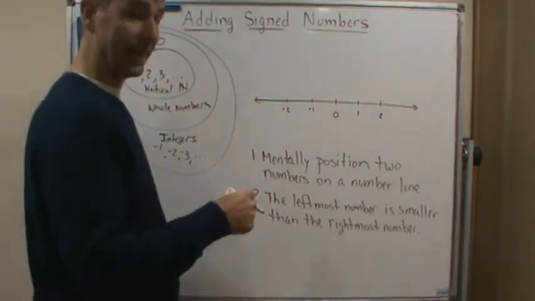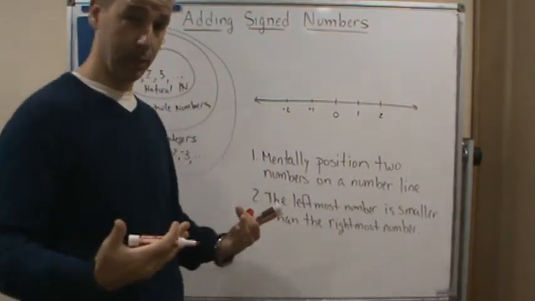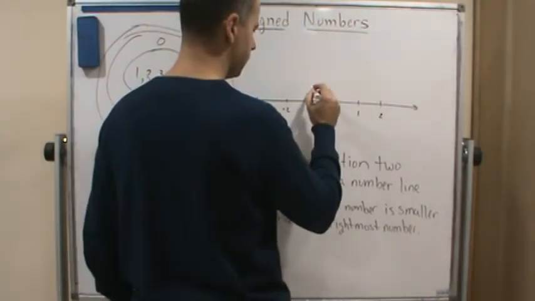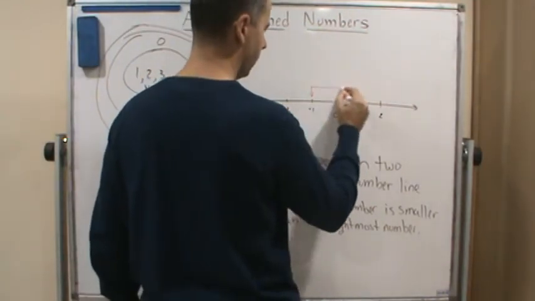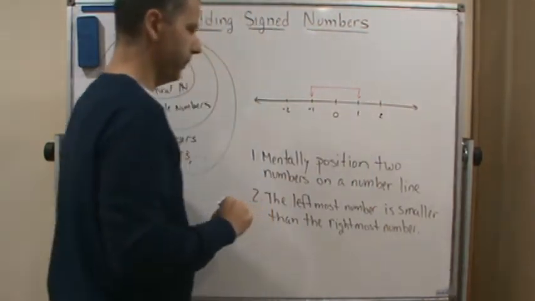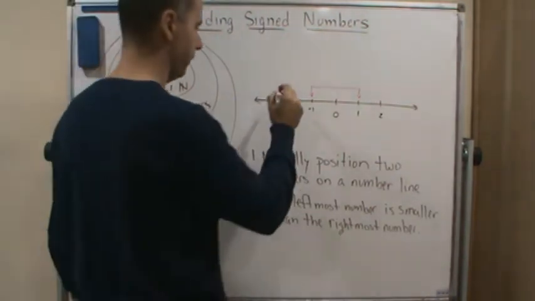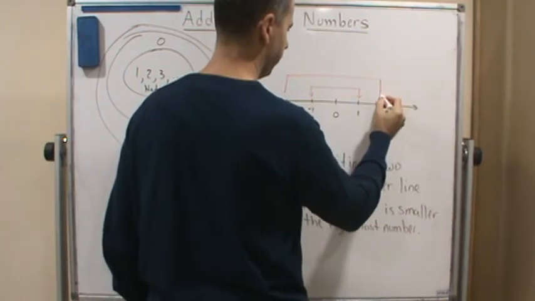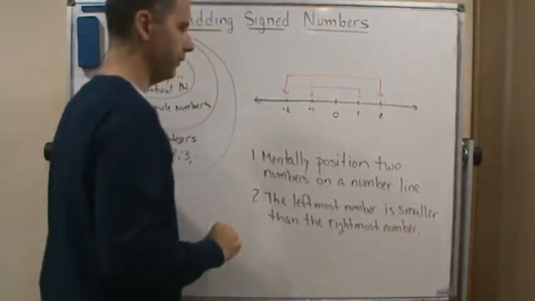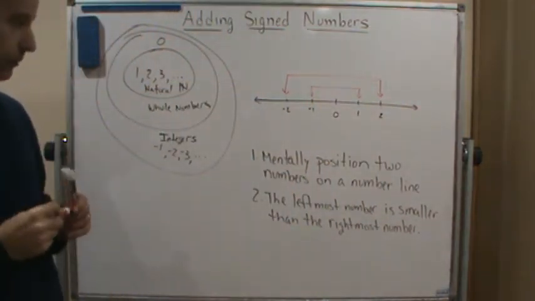So this is where the idea of opposite numbers comes from. Negative 1 and 1 are opposites of each other. Negative 2 and 2 are opposites of each other.